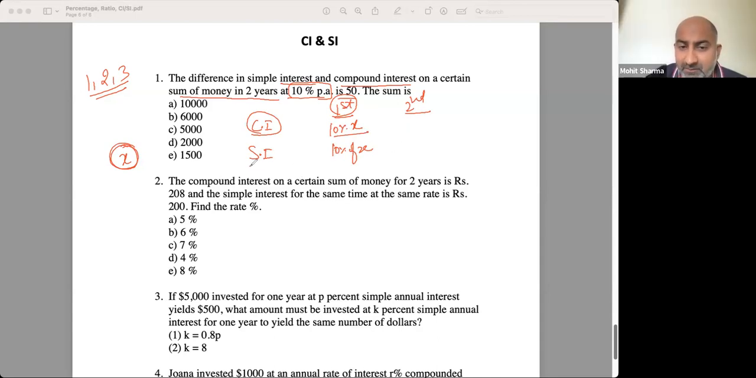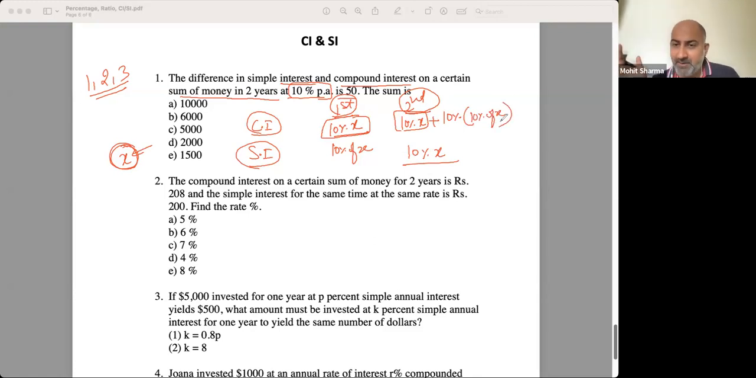Right. Now, second year, in case of simple interest, the interest amount remains the same, 10%. But in the second year for compound interest, the interest would apply on two things. One is 10% of X, the amount, and we will have 10% of the interest that I earned in the first year. 10% of 10% of X. Is that clear? Understood?